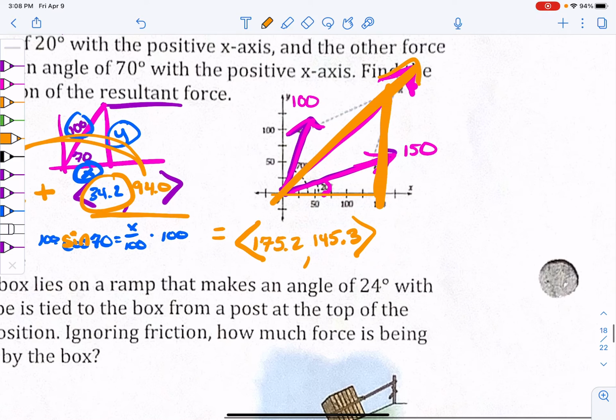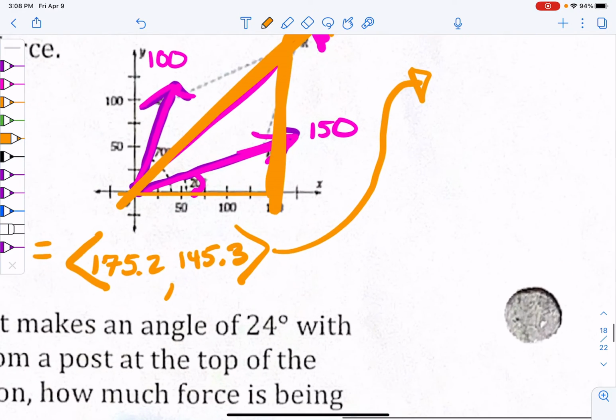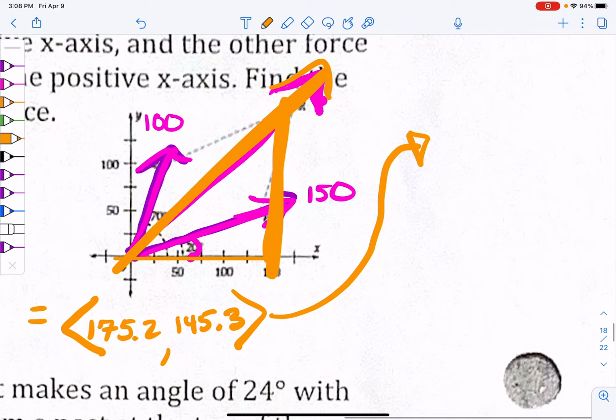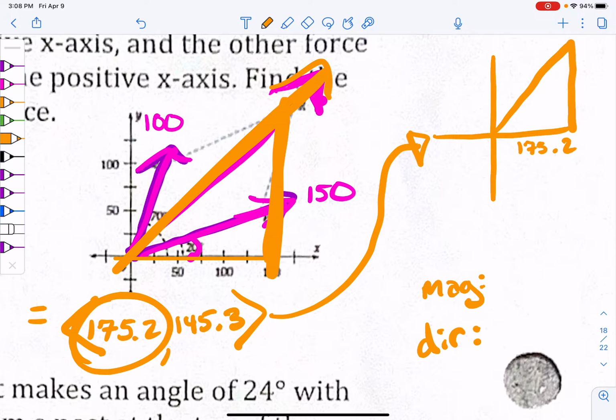So all we need to do is take this vector and put it back into the magnitude and direction of the resultant force. So we need to find magnitude and we need to find direction. This is what it looks like. Finally, it's going to go this way, 175.2, which I'm getting from here, and it's going to go 145.3 up.